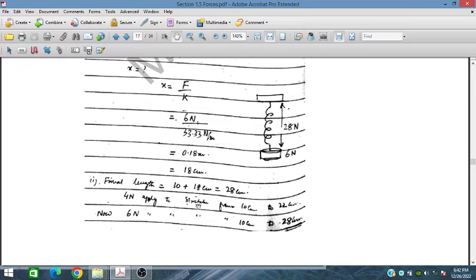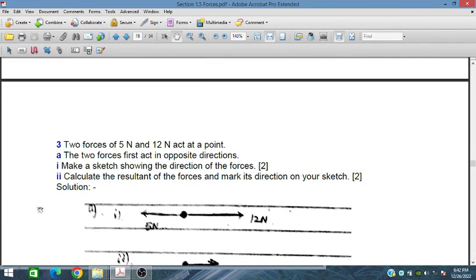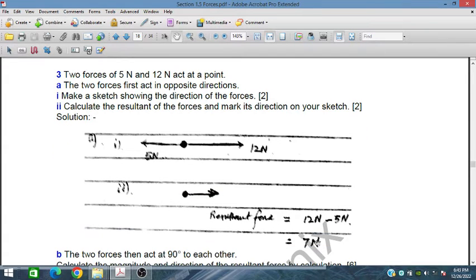4 Newtons applied stretches the spring from 10 centimeters to 22 centimeters. Now 6 Newtons is applied to stretch the spring further, from 10 to 28 centimeters. Now two forces of 5 Newtons and 12 Newtons act at a point. The two forces first act in opposite directions. Make a sketch showing the direction of the forces. This is 5 Newtons and this is 12 Newtons, so the net force in this direction is 7 Newtons.